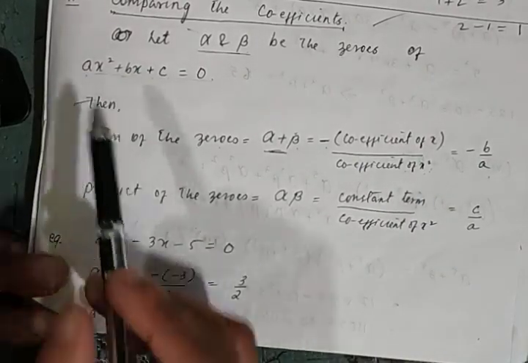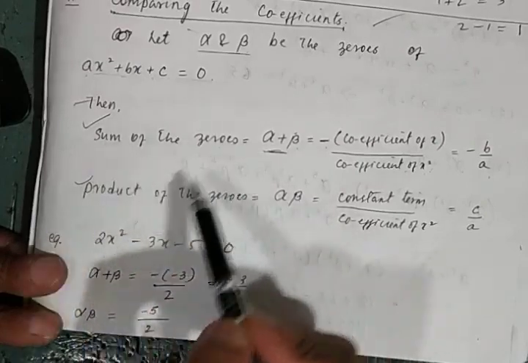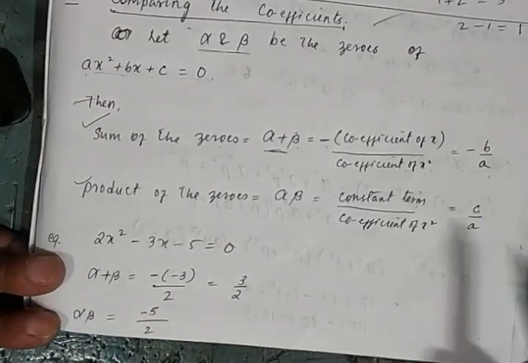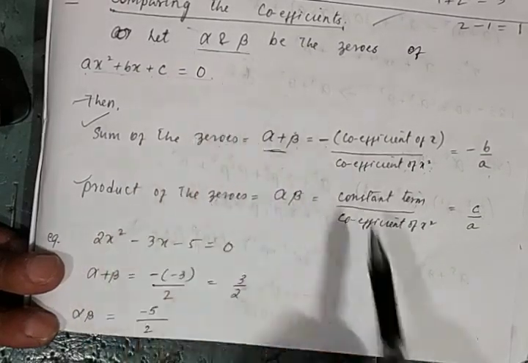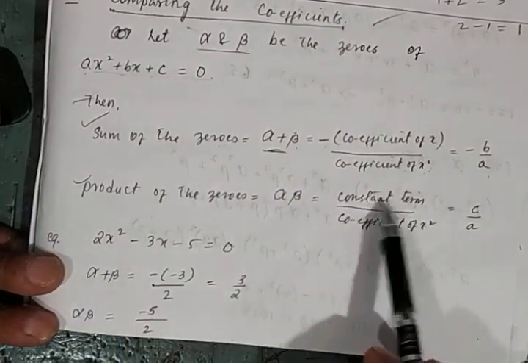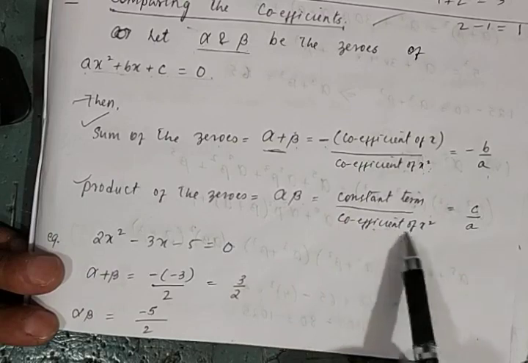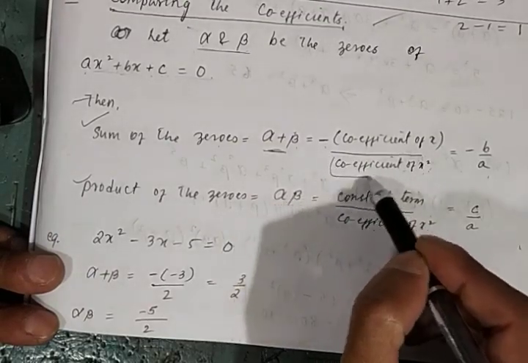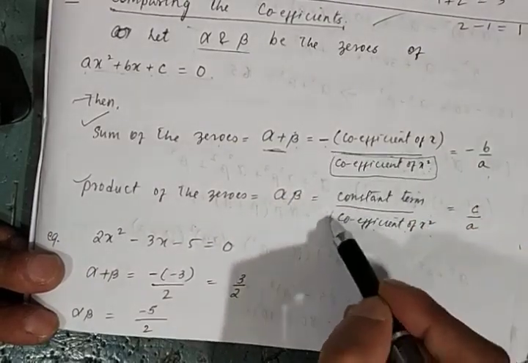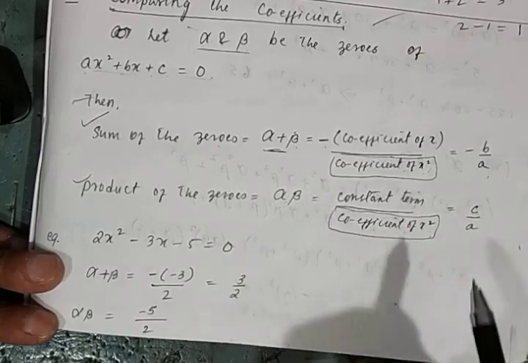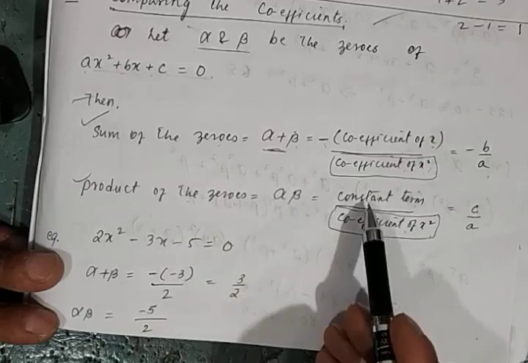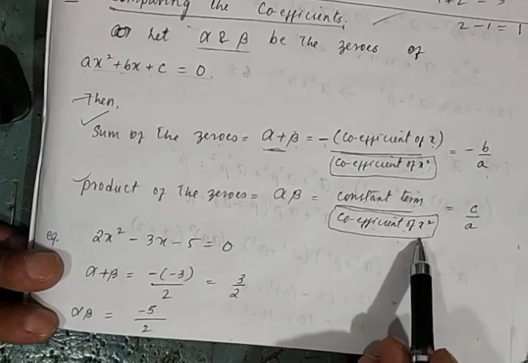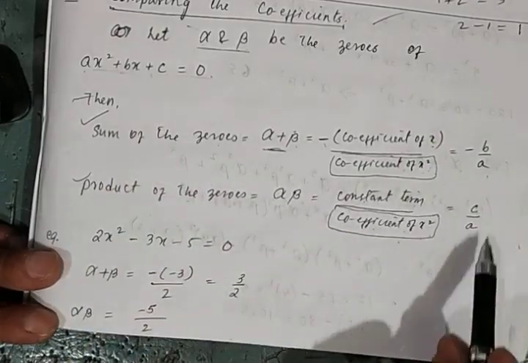Now what is the product? You have to remember two things. Sum of the zeros, product of the zeros. Product of the zeros, how do we write? Alpha into beta, because alpha and beta are the two zeros. But what is the formula? Constant term divided by coefficient of x square. Point to be noted here is that the denominator is coefficient of x square in both. In sum it is minus coefficient of x. In product it is constant term by coefficient of x square. Constant term is c, so c by a.